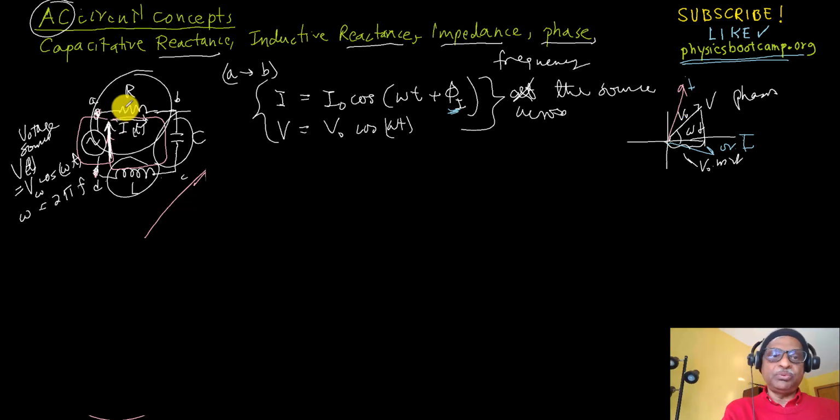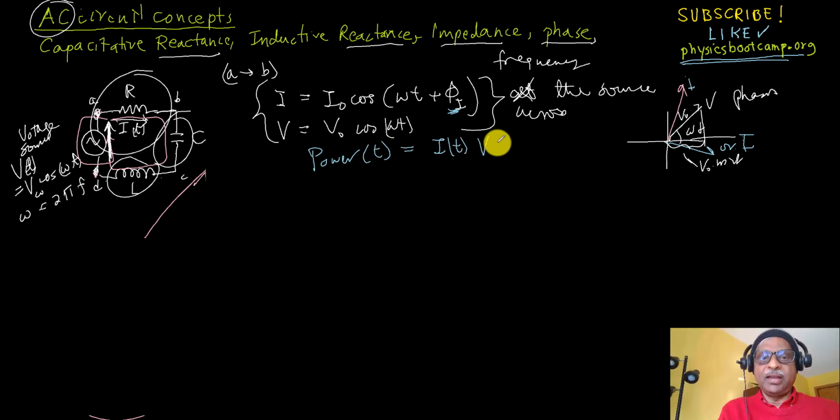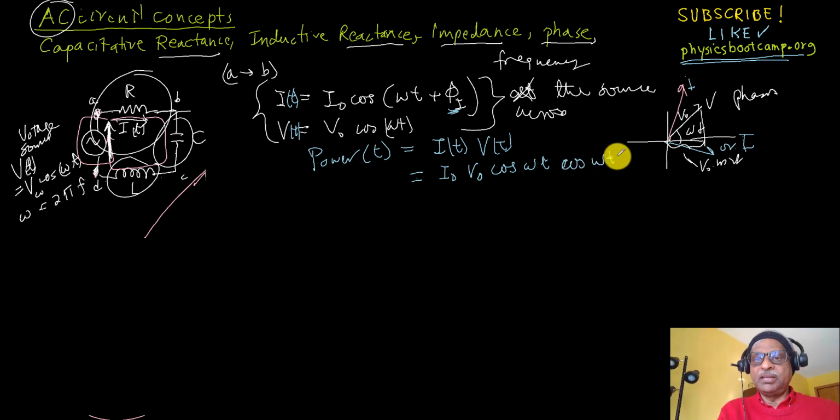So a couple of things you can notice right away with just the source, before I switch to each one of those components. The power at the source, as a function of time, is just going to be I of t and V of t. So this is not equal to just I0 times V0. This is I0 V0 cosine omega t times cosine omega t plus phi I. It's going to be like that, right?